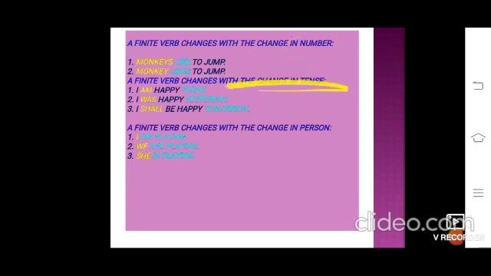Now it also changes with the change in tense: present, past and future. So it is 'I am happy today.' 'I was happy yesterday.' Yesterday also I was happy. 'I shall be happy tomorrow.' So with a change in the tense, it keeps on changing, like am, was and shall. Now again the finite verb changes with the change in person. If it is first person, 'I am playing.' First person only, 'we are playing.' 'She is playing.' So see how it keeps changing with first person singular, first person plural and third person singular.